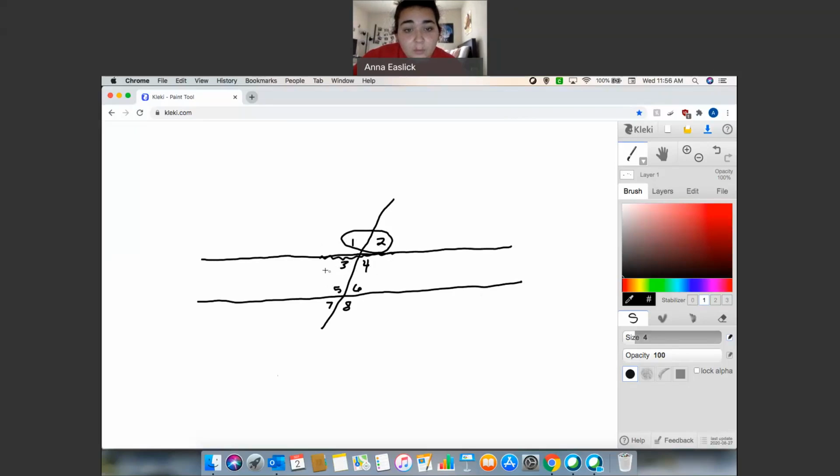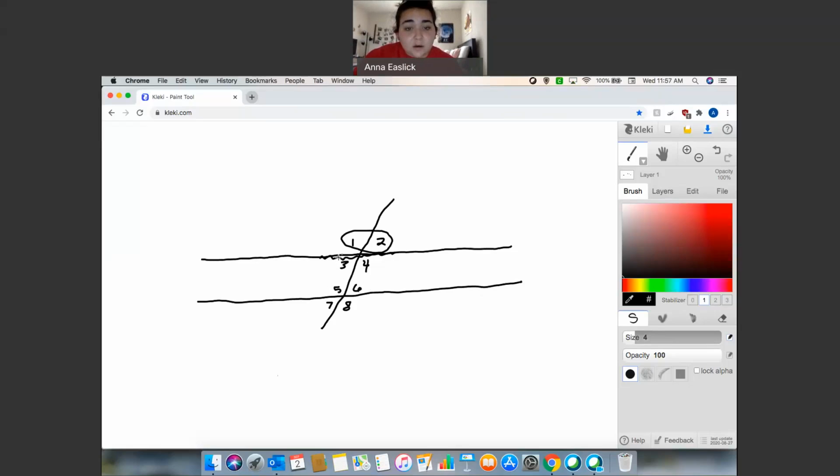So 1 and 4 will be congruent, and 3 and 2 will be congruent. Same thing for down here. 7 and 6 would be congruent, and 5 and 8 would be congruent. And then next, talking about alternate interior angles. So 5 and 4 are alternate interior angles, and 6 and 3 are alternate interior angles.